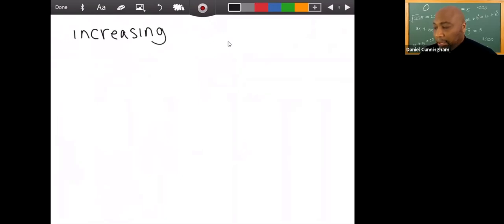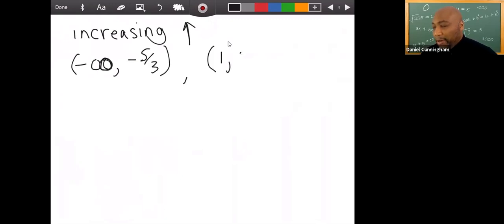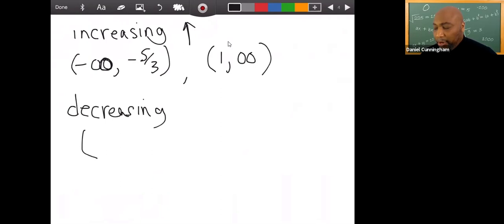So I'm going to go back to a clear whiteboard to show you what kind of answers you may want to write down. You want to write down where it's increasing. Again, you just write it down. It's increasing. Then you might want to use an up arrow like this. From -infinity to -5/3. And it's also increasing at 1 and infinity for this particular function. And then it's decreasing from -5/3 to 1. So that's how I find increasing and how you write it.